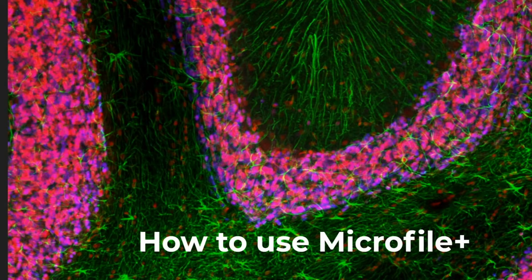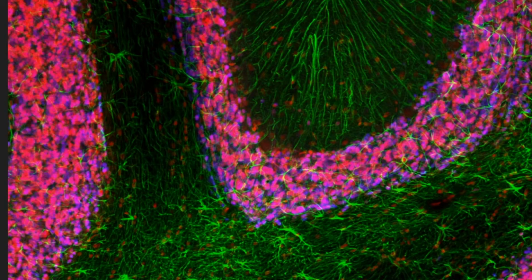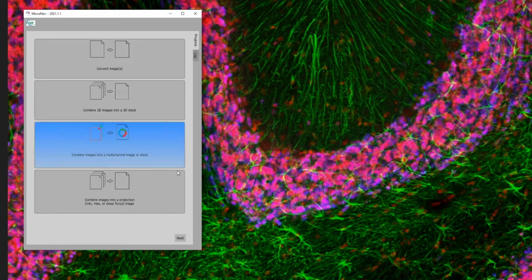So how do you use MicroFile Plus to convert microscopy image data and add or amend associated metadata? I'll demonstrate the conversion workflow, including metadata updates. When you launch MicroFile Plus, the first step is setting up your conversion. For today's demonstration, we will simply convert independent images to JPEG 2000 and OME TIFF formats.